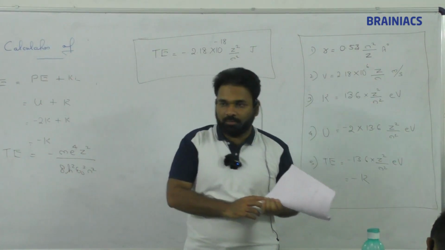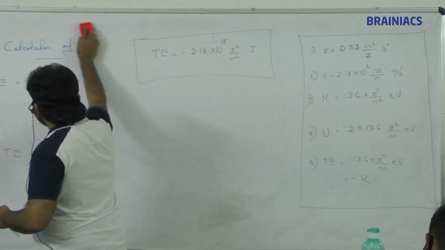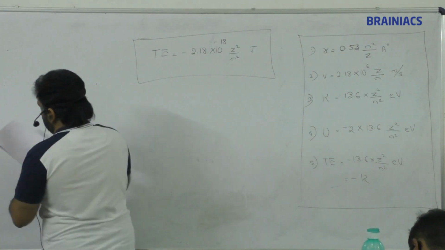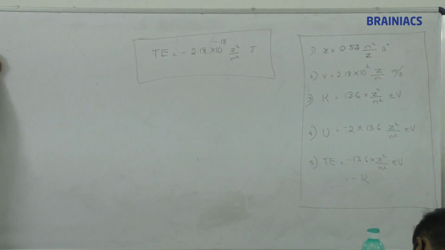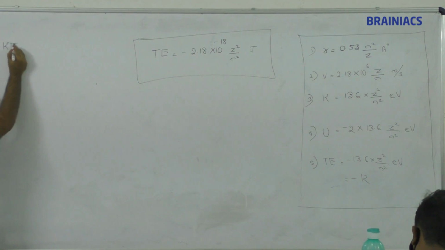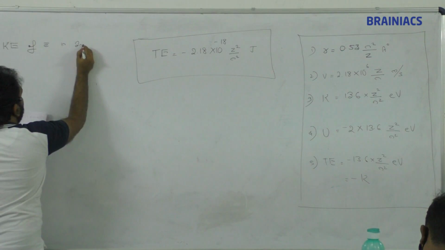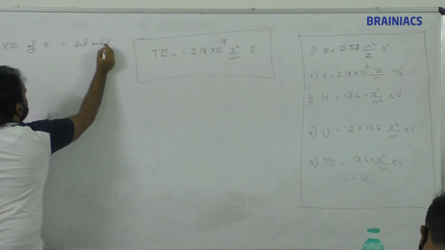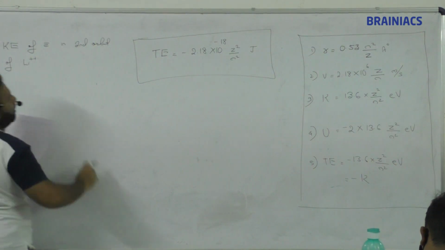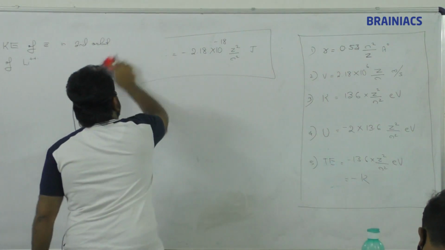So shall we do some problems quickly? Find the kinetic energy of an electron in the second orbit of lithium plus, in electron volt. Come on.